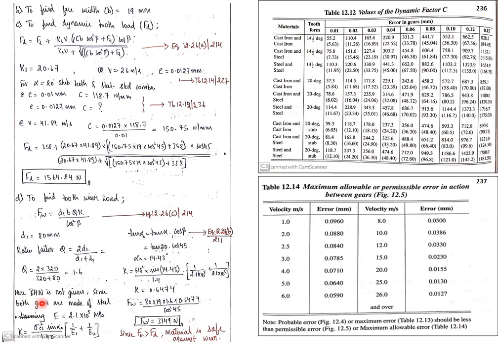Now, next, we don't know what BHN is. The Brinell hardness number has not been given for both the gears, which are made of steel. Why do we need this value? Because in this formula we are calculating the value of K. If the value of BHN is not given, we assume Young's modulus.